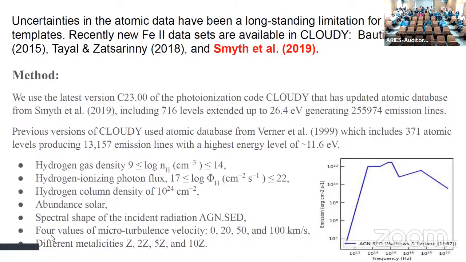And then we tried with different values of microturbulence. So what is microturbulence? They are random variations within the clouds, with values greater than the thermal motion, like more than 10 kilometers per second. And we tried different metallicities: solar metallicity, 2 times, 5 times, and 10 times solar metallicity.